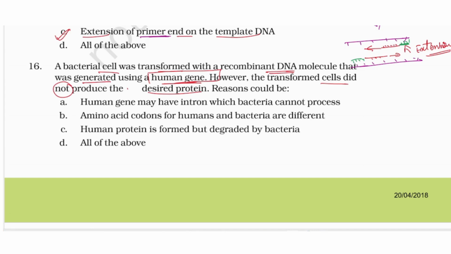So this cannot be possible, and the reason they are asking is that the human genome may have introns. Yes, absolutely, we have introns and bacteria cannot have them. This is correct. And the amino acid codon for human and bacteria is the same, not different. Like AUG is a codon for methionine, right? So it would be the same in bacteria also, so it may not be the answer.